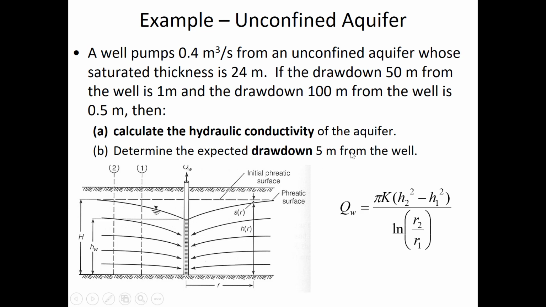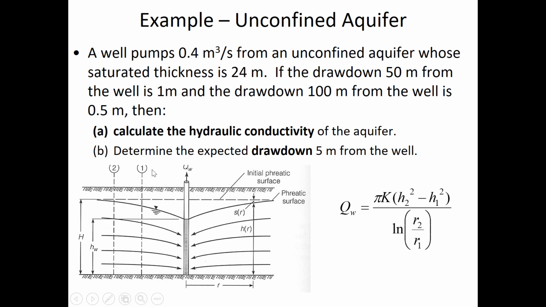So here in this example, I'm asking you to get some experience in calculating drawdown. So what you're going to do in part B is calculate H, and then from that determine S. But before that, let's just use the given information to determine the hydraulic conductivity, because what we know is the flow rate through this well, 0.4 cubic meters per second, and the saturated thickness is 24. When it says the saturated thickness, that's referring to H.